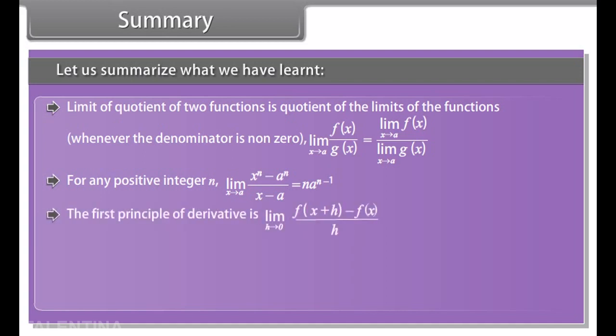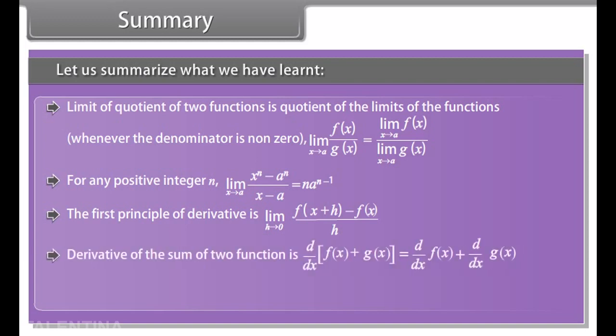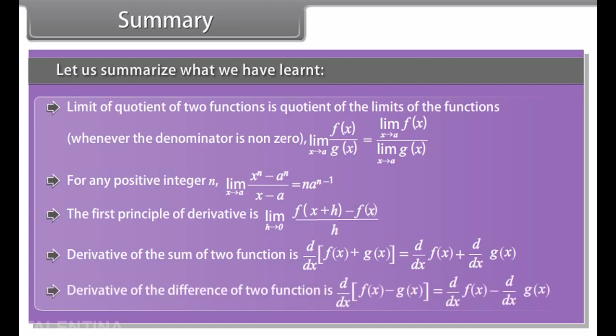The first principle of derivative is limit h tends to 0 of the difference between f of x plus h and f of x divided by h. Derivatives of the sum of two functions is d by dx of the sum of f of x and g of x is equal to d by dx of f of x plus d by dx of g of x. Derivatives of the difference of two functions is d by dx of the difference of f of x and g of x is equal to d by dx of f of x minus d by dx of g of x.